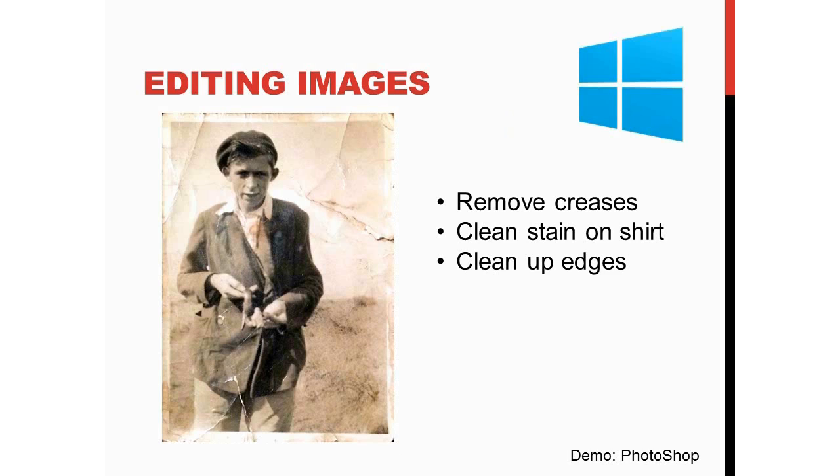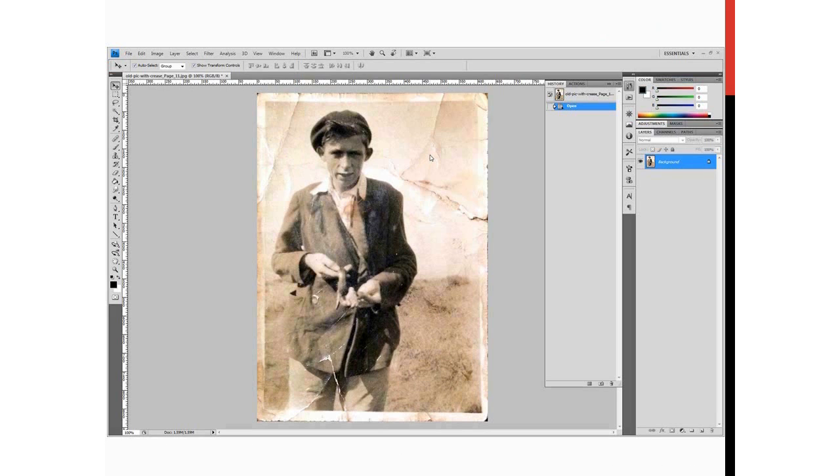We're going to dip into Adobe PhotoShop now and show you some of the more powerful tools that will allow you to do things like removing these creases in the photo, clean the stain on the shirt, and also clean up the edges. So to clean up this image, we have a variety of different tools available to us in something like Adobe PhotoShop. This is Adobe PhotoShop CS4, which is not the latest version.